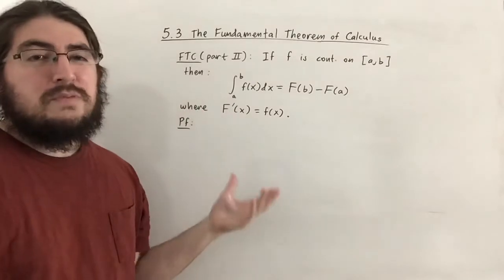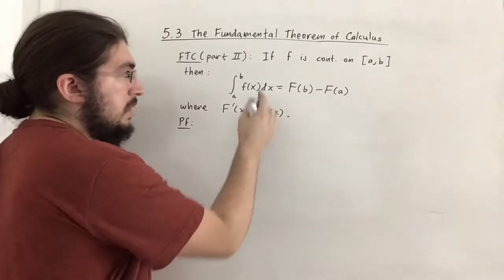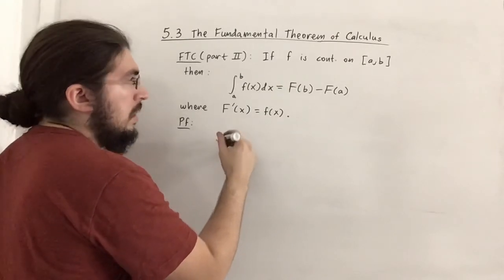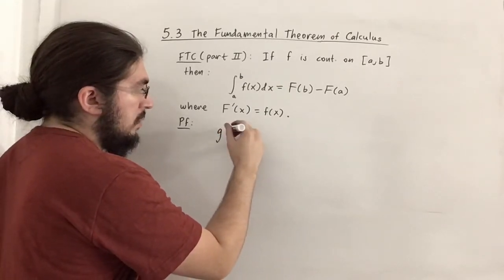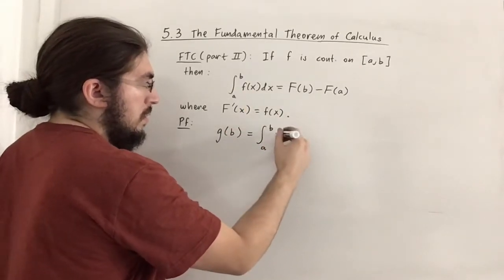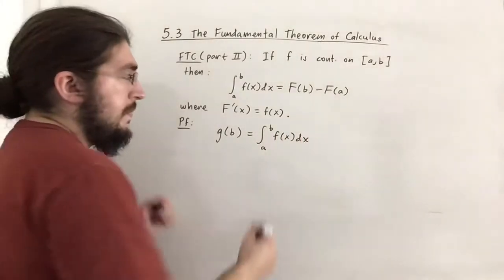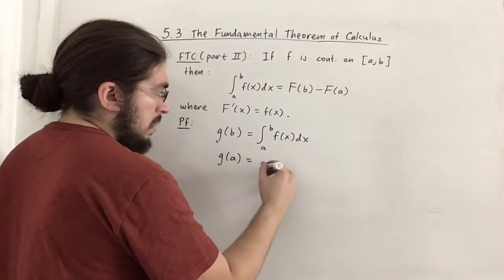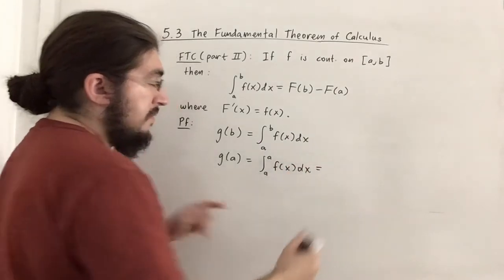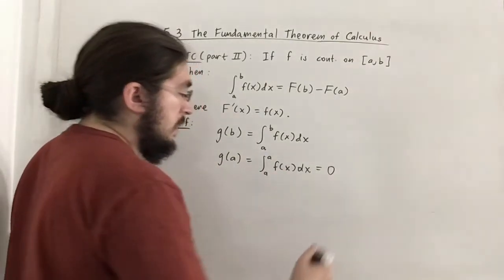But anyways, I'm going to try to prove this here, and I'll prove it using the first part of the fundamental theorem of calculus. Let's say that we call this g of b, then we consider g of a. Notice g of a is just the integral from a to a of f of x dx. We've seen an integral property where if the limits are the same, then this integral is 0 because there's no area. So this is legitimately 0.